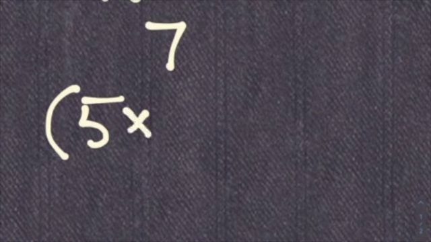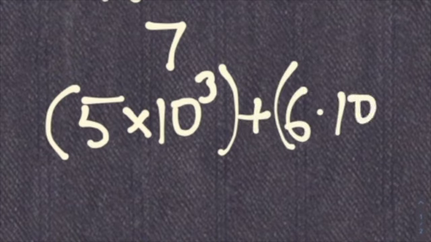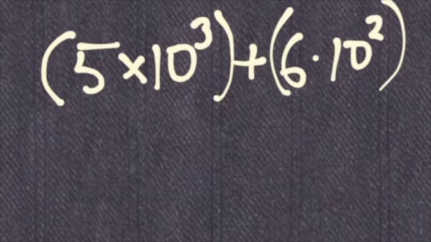All right, problem number 3. We have 5 times 10 to the 3 plus 6 times 10 squared. Looking at this, I have two parentheses, and within them I have exponents. So I'm going to solve each of these separately and then add them together.